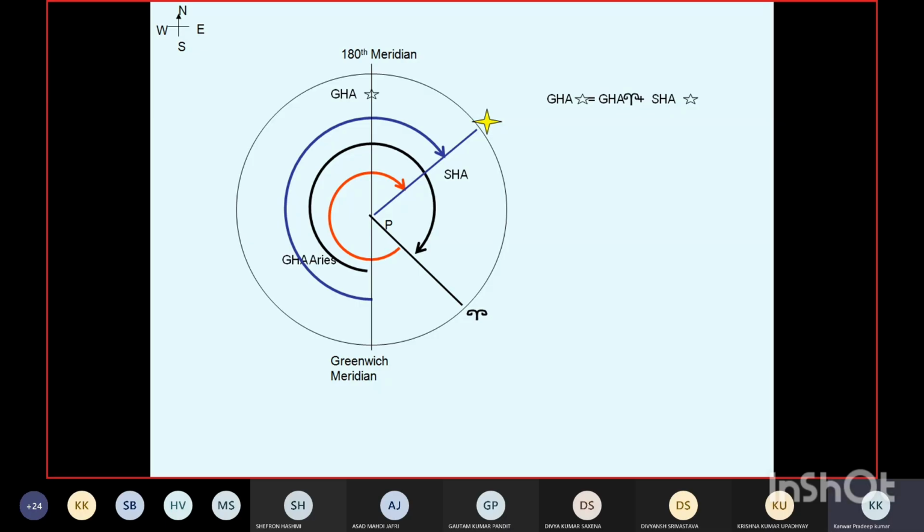If the answer is more than 360, what you will do? GHA Aries is about 300 degrees. Follow the black line. GHA Aries, 300 degrees. SHA star is equal to 270. Red line. So GHA star is equal to, you minus 360 if it is more than that, so it becomes 210 degrees.